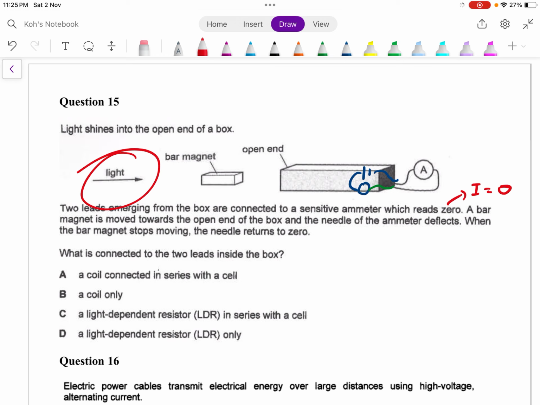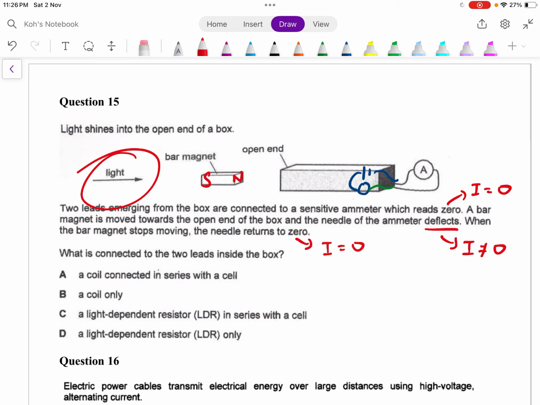Okay, so a bar magnet is then moved towards the open end. The bar magnet has its north pole here, south pole here, right? And the needle then suddenly deflects. So I can actually deduce one thing: oh, there's some current. When the bar magnet stops moving, the needle returns to 0, so no more current.